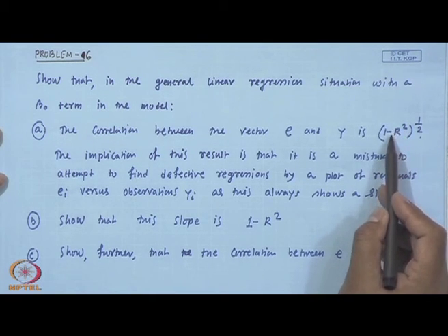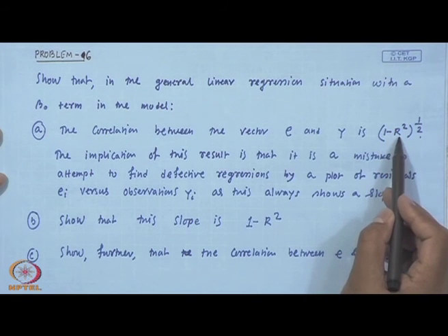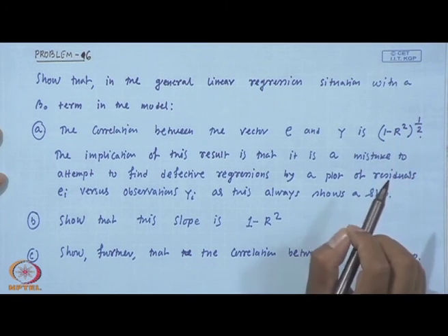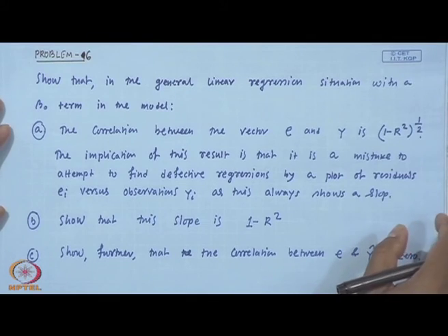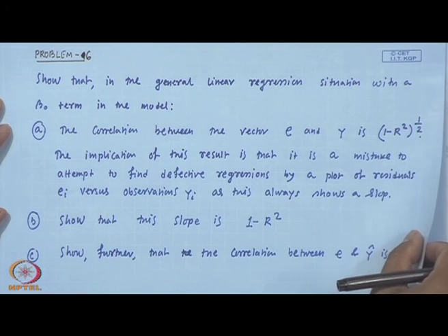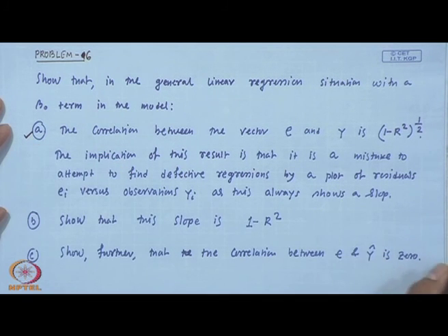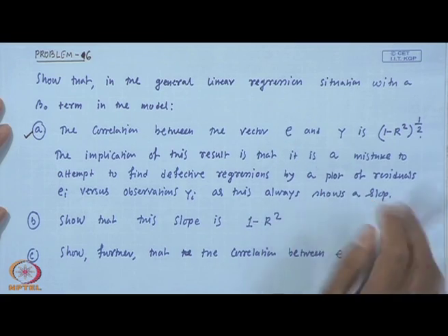So, we know that this r square is equal to SS regression by SS total. So, this r square parameter sort of measures the proportion of variability in y that is explained by the model. Okay. So, let me solve the first part A, the correlation between E and y.